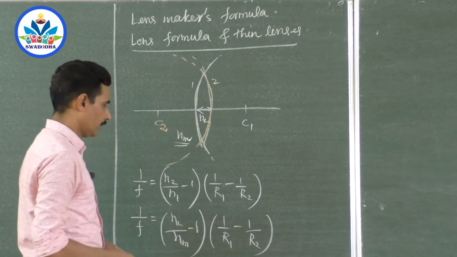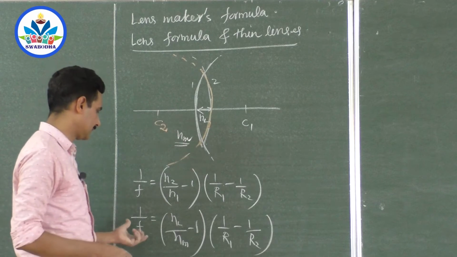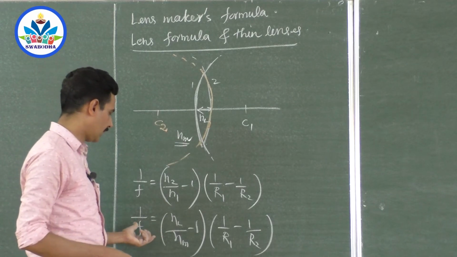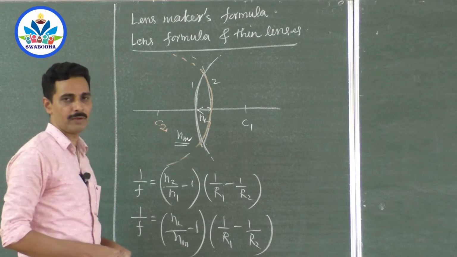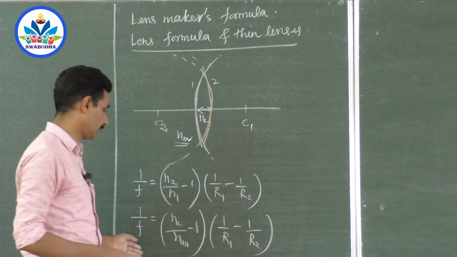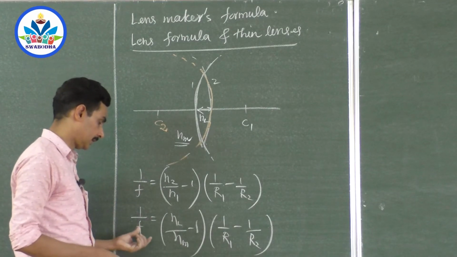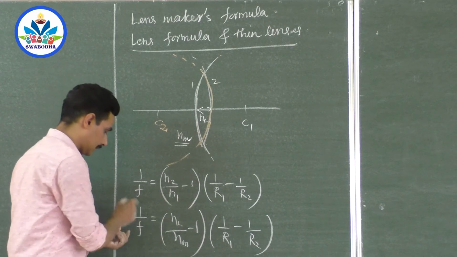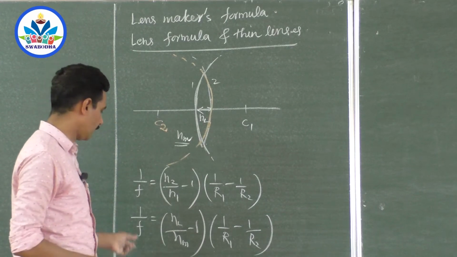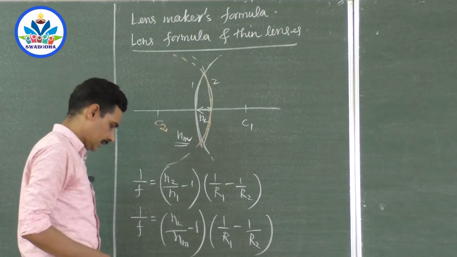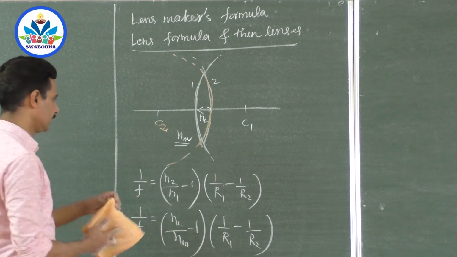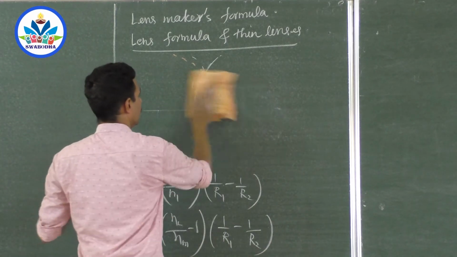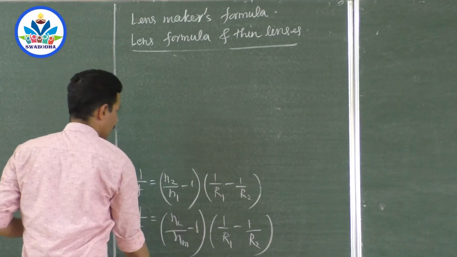Now, this 1 by f is called the power of the lens, the reciprocal of focal length. We are going to see that in detail later. Now, another thing is, what do you mean by focal length of a lens? There are different types of lenses, but we will study two lenses in common. One is convex and another is concave.